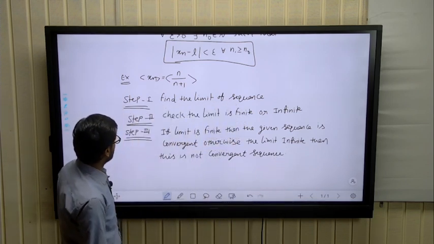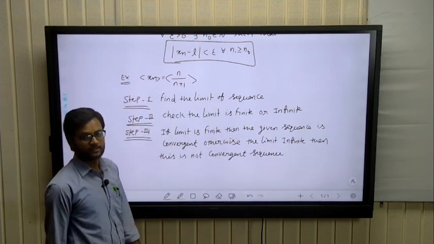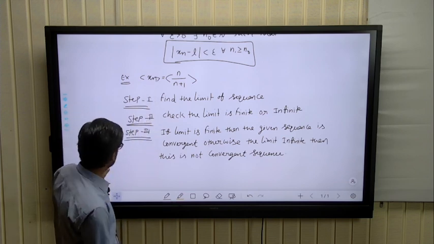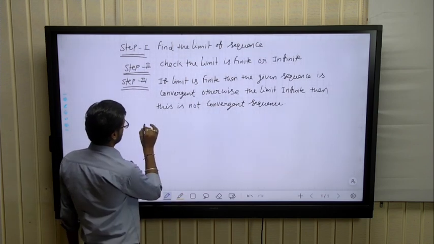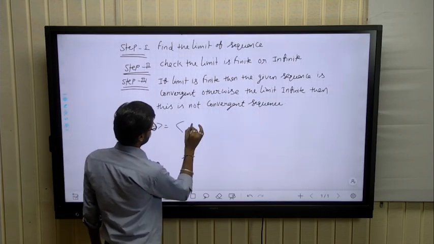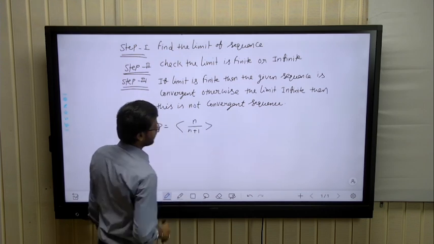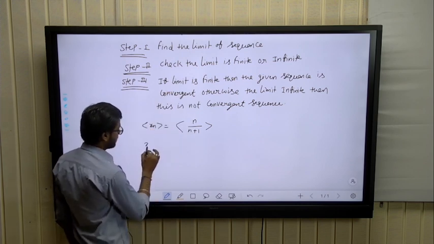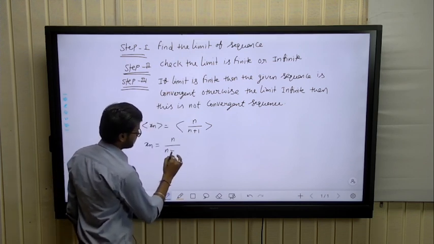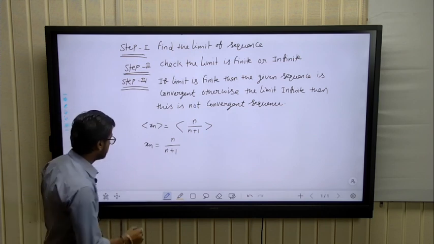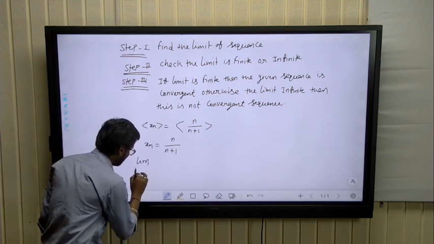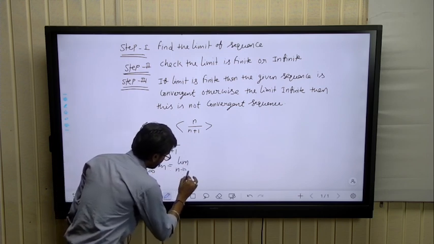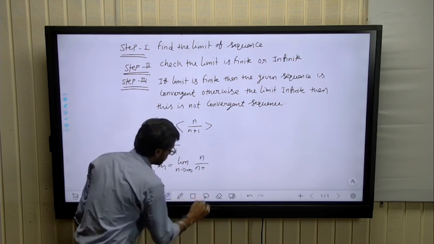Okay. Now we discuss this example and apply the 3 steps on it. Let's see what happens. Given that xn is equal to n upon n plus 1, the first step says to find the limit of the sequence. We find the limit of the sequence: limit n tends to infinity of xn is equal to limit n tends to infinity of n upon n plus 1.